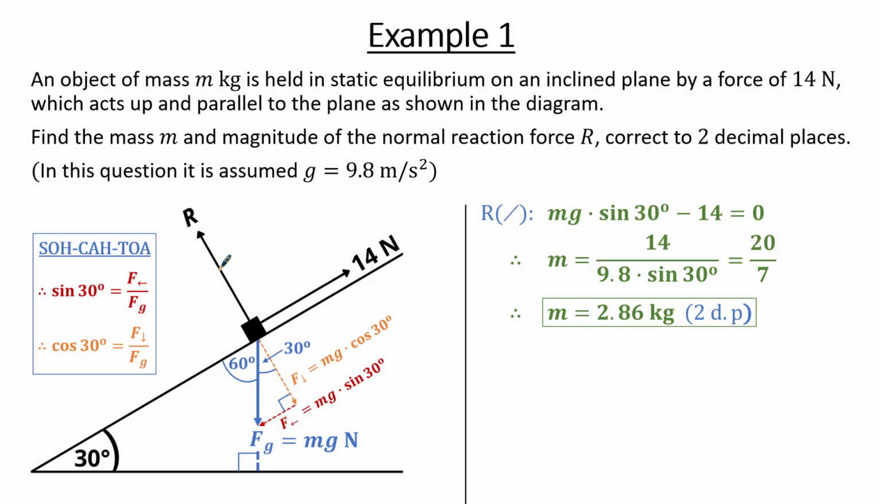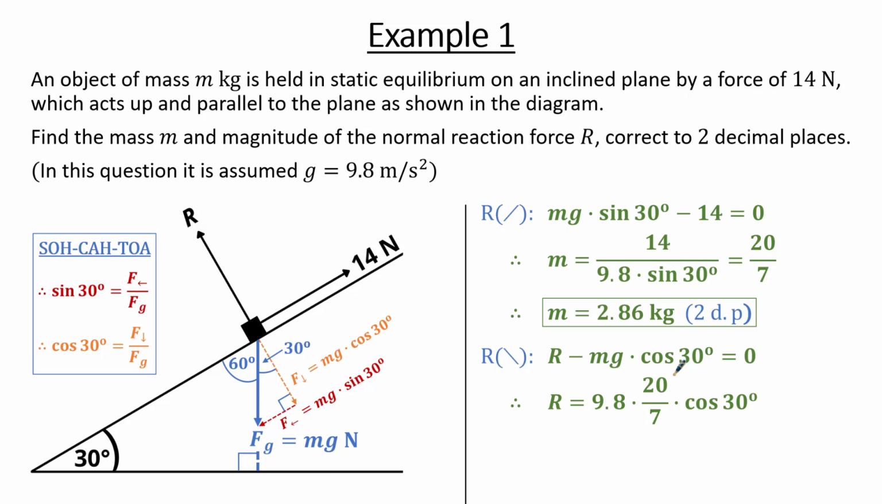So here we have this normal reaction force R, and we also have this component here, mg multiplied by cos 30 degrees. Taking the direction of the normal reaction force to be positive and resolving, we have R minus mg multiplied by cos 30 degrees equals 0. And then if we solve for R, we have R equals 9.8 multiplied by 20 over 7 multiplied by cos 30 degrees. So 9.8 is g, 20 over 7 is m.